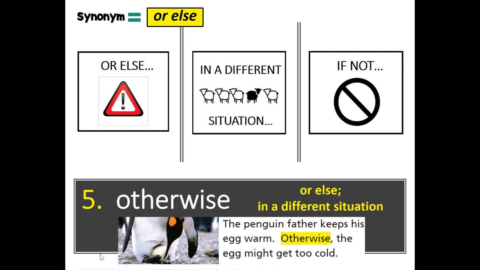The penguin father keeps his egg warm. Otherwise, the egg might get too cold. The penguin father keeps his egg warm, or else the egg might get too cold. Think about it. What is another way of saying otherwise? You could say or else, in a different situation, or if not. So, the penguin father keeps his egg warm. If not, the egg might get too cold.